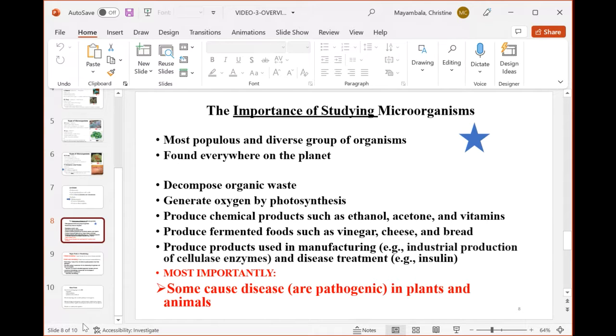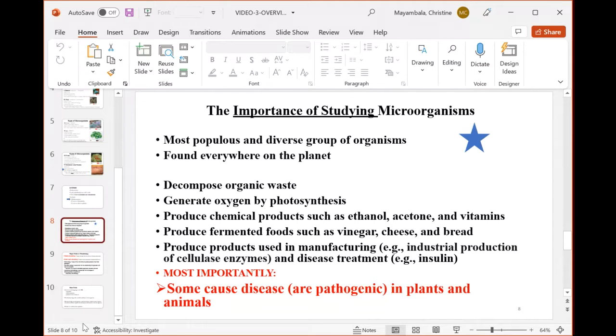Some of those roles are, for example, that they are used to decompose organic waste. When they collect our trash or when you flush your toilet, something happens to that waste to decompose the material, and it can be a good thing because it can reduce some of the toxins.